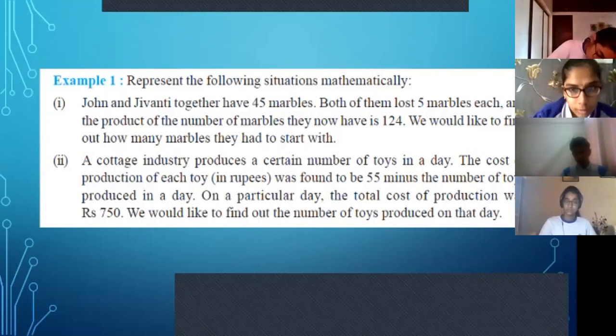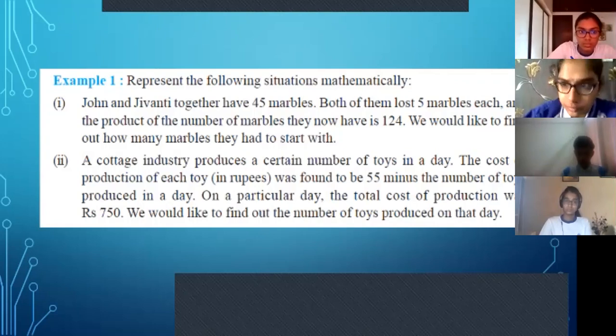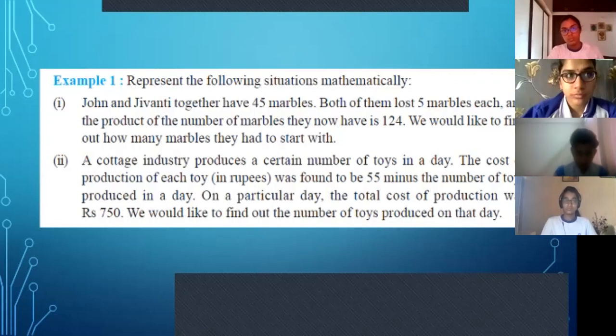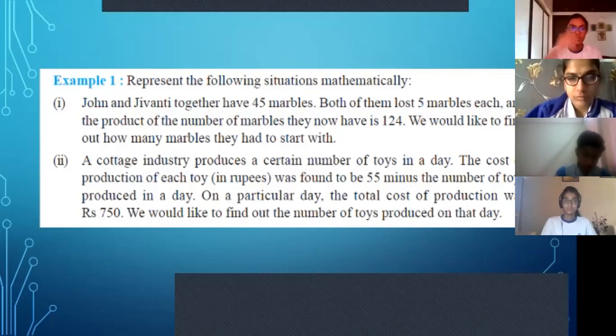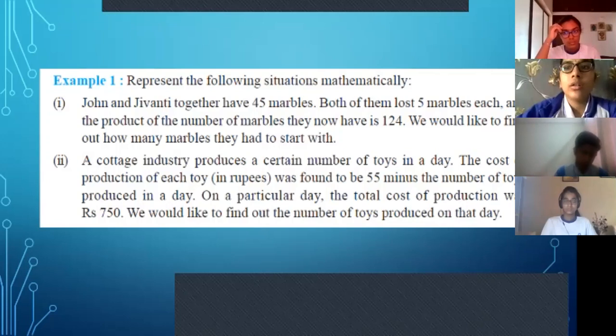John and Jivanti together have 45 marbles. Both of them lost 5 marbles each. And the product of the number of marbles they now have is 124. We would like to find out how many marbles they had to start with. Before you start, I would just like to show you how we can do this by the linear equation method, in two variables, or we can do it by one.